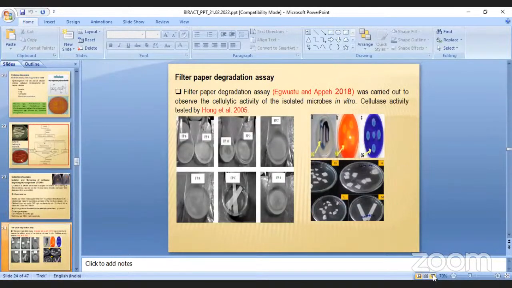Okay, so one of the most important laboratory assays is the filter paper degradation assay, which needs to be done because filter paper also has cellulose.